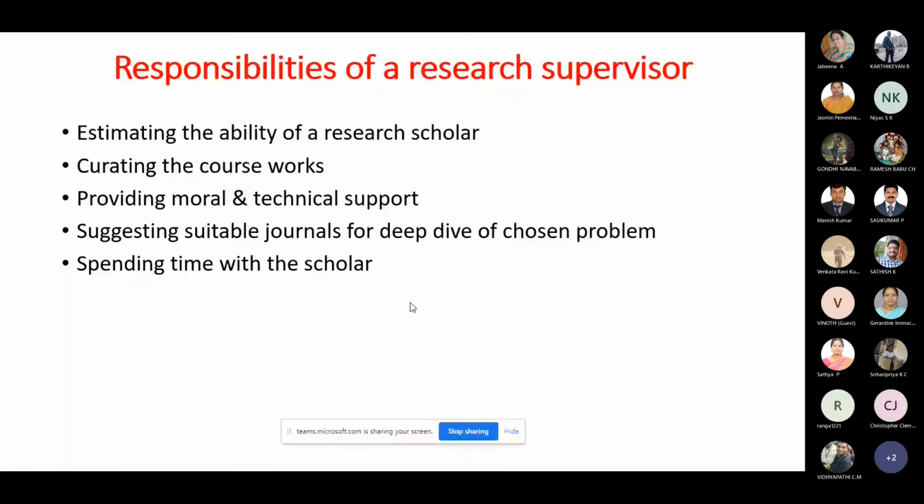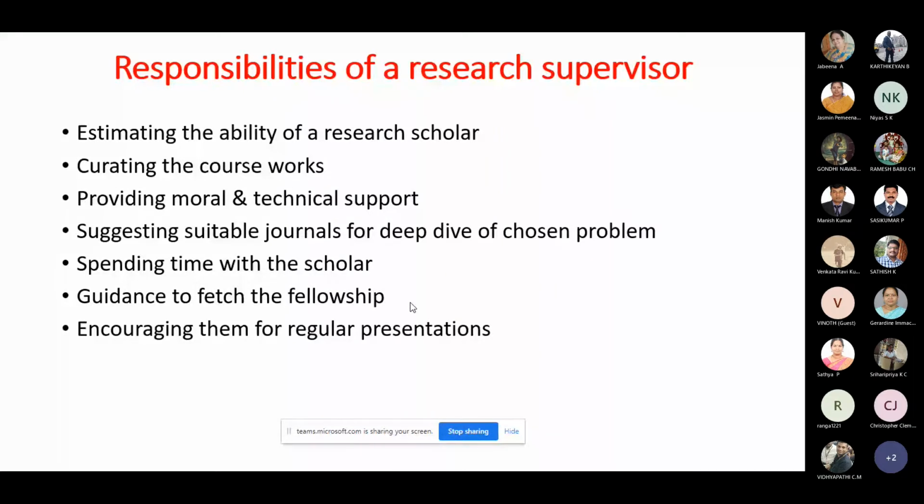Guidance to fetch fellowship. This is what I was hinting at during my last slide. What kind of guidance is he providing for fetching the fellowship? Yeah, you apply here and there. Encouraging them for regular presentation. I would say that I try to link this with the teaching assignment. So whenever he is interested, engaged in teaching, then he is going to do it.